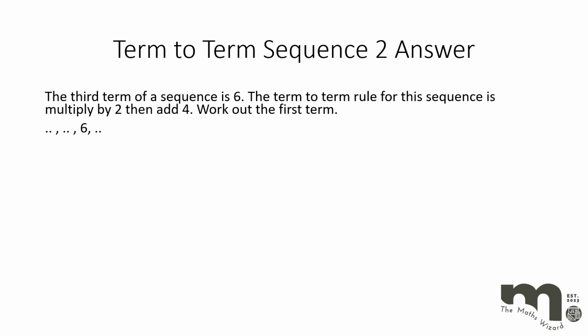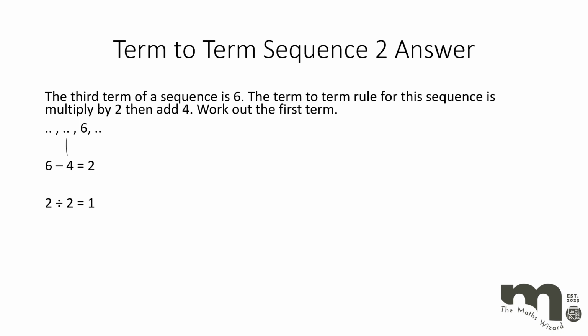Okay, let's take a look at this then. So we're going backwards first. We need to get that second term. Remember, we've got to go from term to term. So we're going to reverse this now. The opposite of adding 4 is subtracting 4. So if we take 4 off that 6, we'll get 2. And then the opposite of multiplying by 2 is dividing by 2. So 2 divided by 2 gives us 1. So now we know the second term, that's 1.